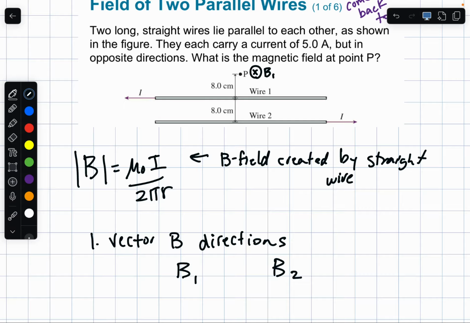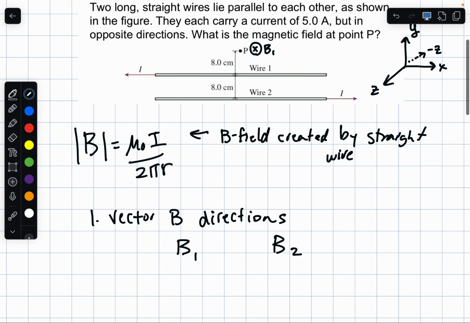Into the page is typically negative. If we have our positive x pointing to the right and our positive y pointing up, our positive z would be out of the page, so into the page is negative z. Whether you call it x, y, or z doesn't matter, but it's negative. So this is into the page, which we'll call negative.